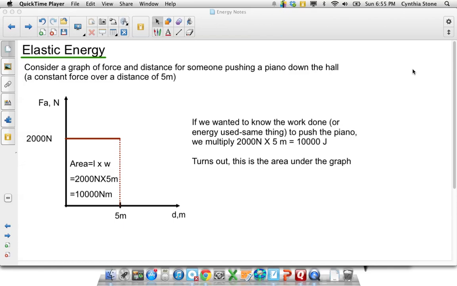So it's a new type of energy we haven't applied before, but we're going to apply it. We're going to add it to our conservation of energy equation. It's going to be fun. Okay, but first, looking at the equation for it.